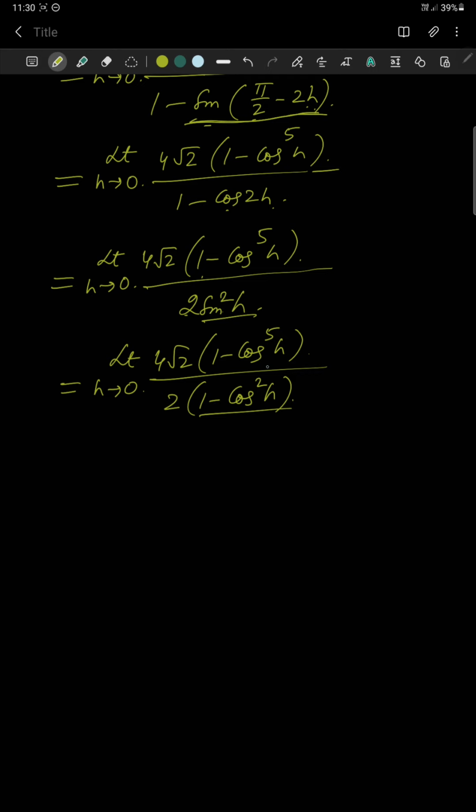Now finally what you can do, expand this 1 minus cos 5h, and this will be expanded using the formula a square minus b square. That will be done very easily. Let me first show you the expansion of this, then only you will understand. Let us take this as relation number a.